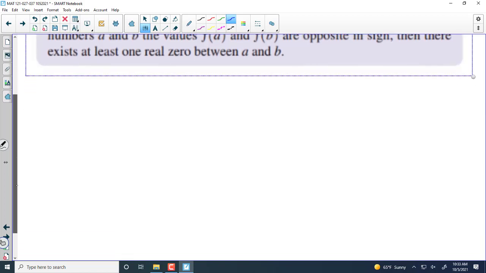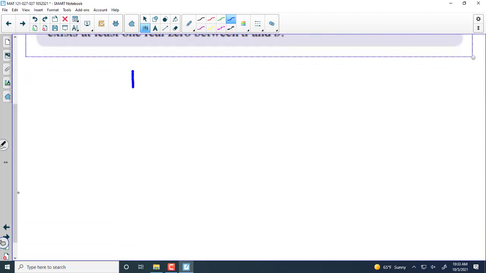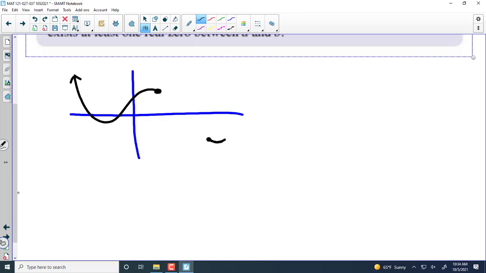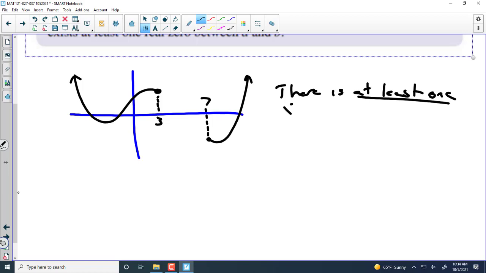So we talked about this at the very end of class last time, where we know that if you have a graph that's a polynomial, even if you can't see the whole thing, because these things are continuous, we know there is at least one x-intercept between x equals 3 and x equals 7.